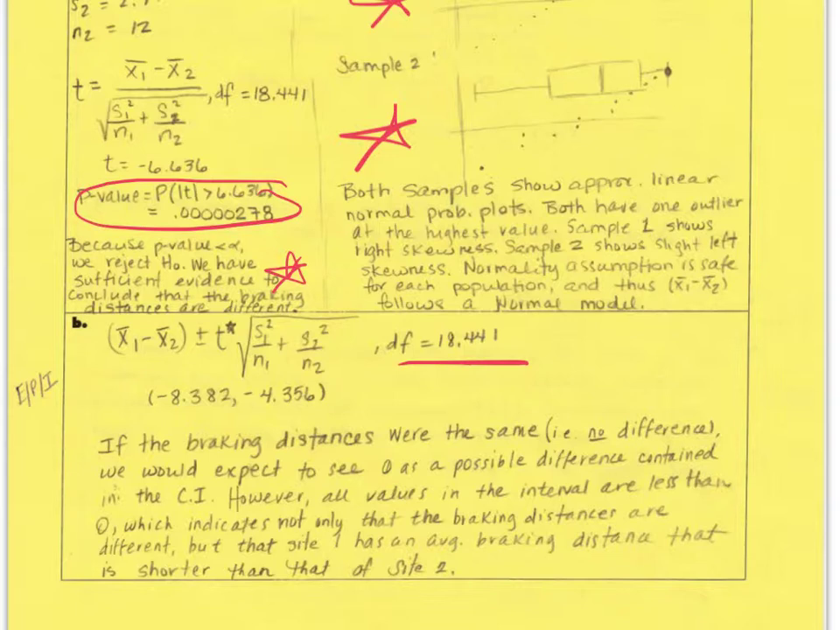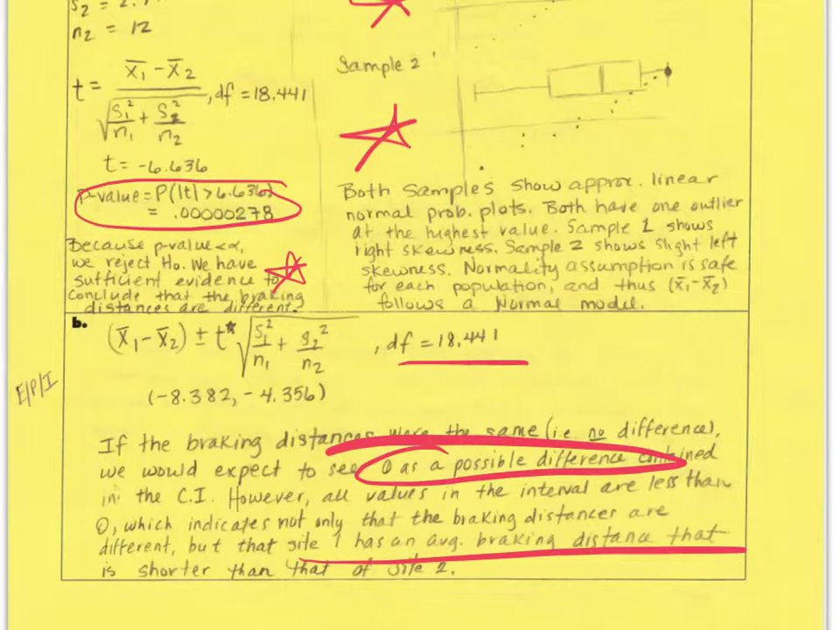If their braking distances were the same, then we would see a value that tells us no difference, which is 0. But in our confidence interval, we don't see 0. We see all negative numbers. And according to the order that I subtracted in, it lets us know that site 1 has an average braking distance that's shorter than site 2.